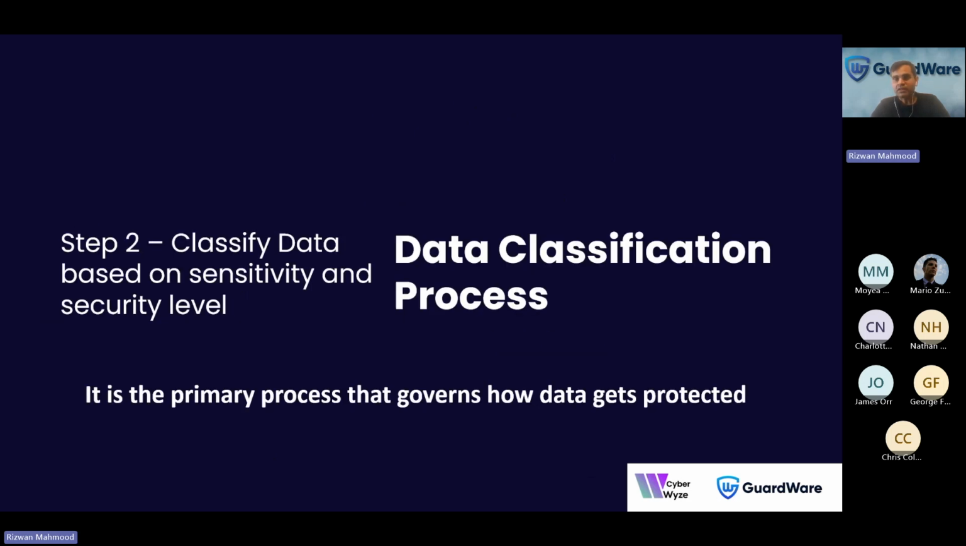Once we have an understanding of what information we have, the next step is to classify it, or categorize it, based on sensitivity and security of that information. All right. Now, this process of classifying information based on its importance and sensitivity is really what is called data classification. All right. Because not all information needs to be protected or handled equally, right?